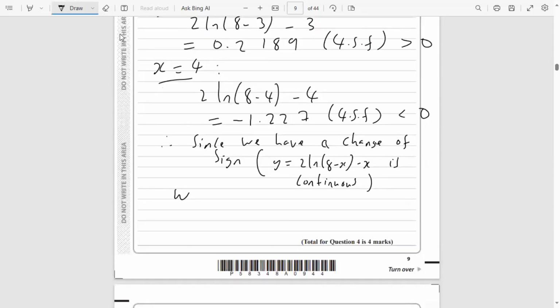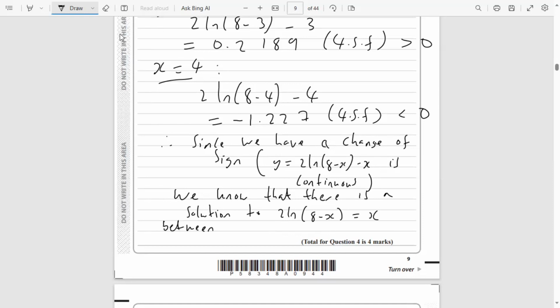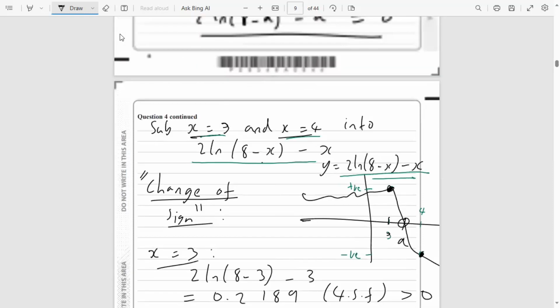So since there's a change of sign, we know that there is a solution to the equation 2 ln(8 minus x) minus x equals 0, or you can say 2 ln(8 minus x) equals x, which is exactly the same equation, between 3 and 4. And the solution, by the way, is x equals a. That is our solution.